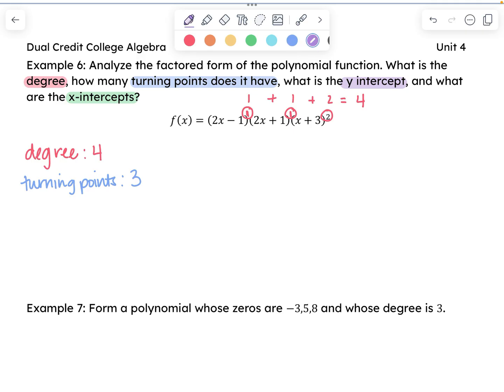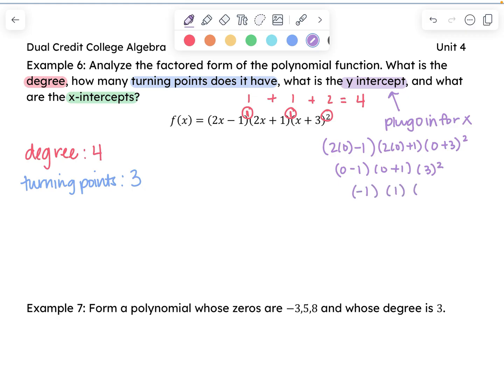Okay, we've kind of already talked about it, but to find our y-intercept, we're going to plug 0 in for x to find the y-intercept. So that means I'm going to have 2 times 0 minus 1, 2 times 0 plus 1, and 0 plus 3 squared. So 0 minus 1, 0 plus 1, and 3 squared. So -1 times 1 times 9, so -9. My y-intercept would be (0, -9).